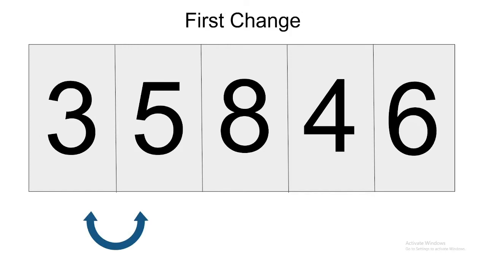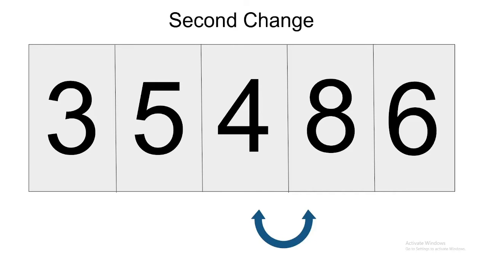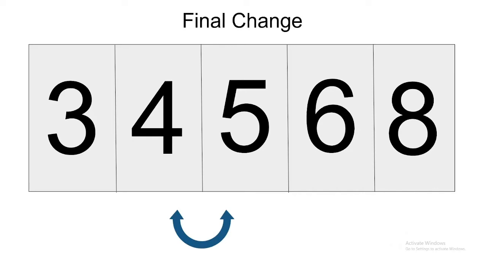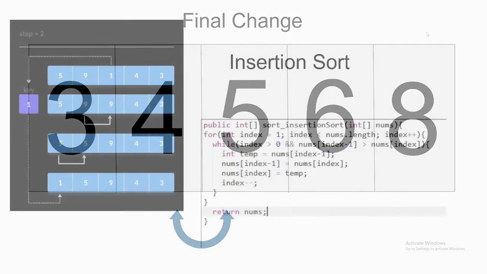Next, since 5 and 8 are sorted, it's going to go to 8 and 4. It's going to swap those: 3, 5, 4, 8, 6. Then 8 and 6. You can't go back, so you have to finish the pass. So 8 and 6 need to be swapped. It's going to be 3, 5, 4, 6, 8, and the final swap is going to go back and do 5 and 4. So the final array is 3, 4, 5, 6, 8.